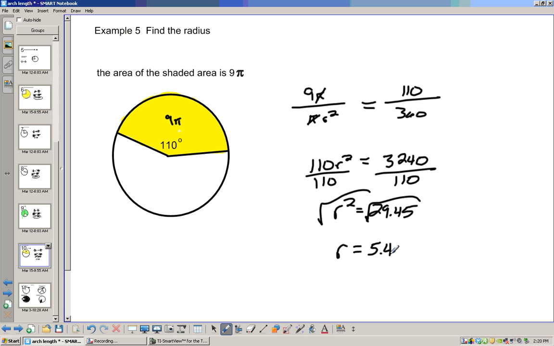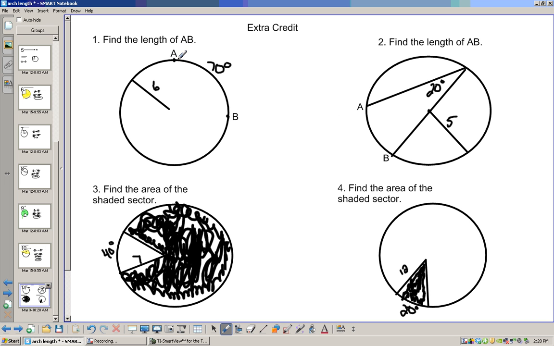So that's how you'd solve it. Just trust these ratios and learn how to set them up. So here's your extra credit. For 1, tell me the length of arc AB. And for 2, tell me the length of arc AB. Be careful, that's an inscribed angle. You've got to remember the rule about the inscribed angle.